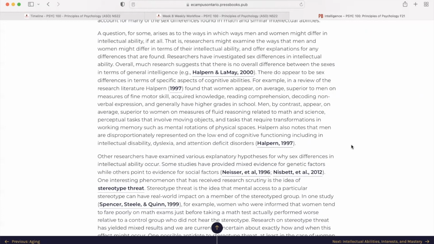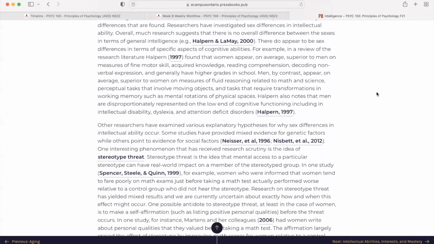There do appear to be sex differences in terms of specific aspects of cognitive abilities. For example, in a review of the research literature, Halpern in 1997 found that women appear, on average, superior to men on measures of fine motor skills, acquired knowledge, reading comprehension, decoding, nonverbal expression, and generally have higher grades in school.